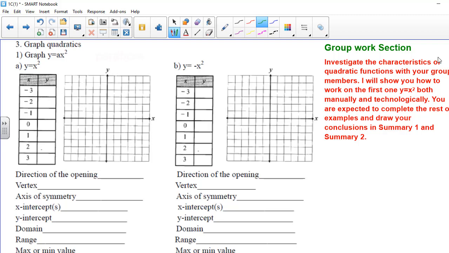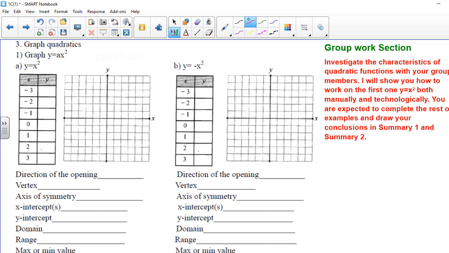You are expected to complete the rest of the examples and draw your conclusions in Summary 1 and Summary 2 with your group members. We will use the most fundamental method to graph a function that we are not familiar with. y equals x squared. This is a quadratic function with one term, where b and c are zeros.